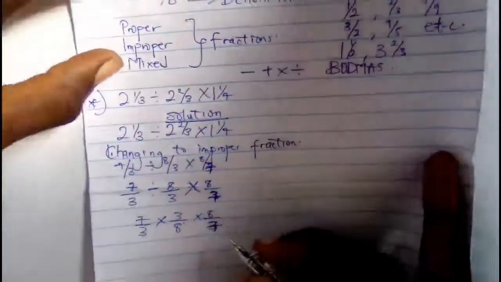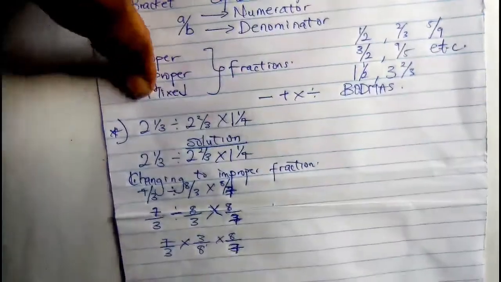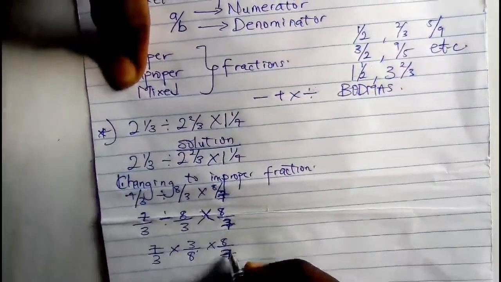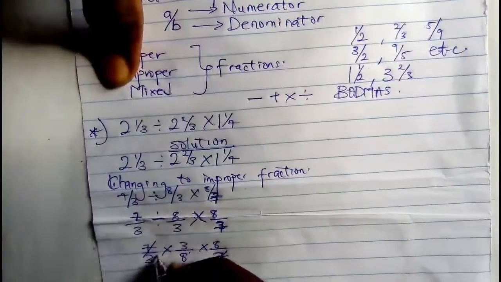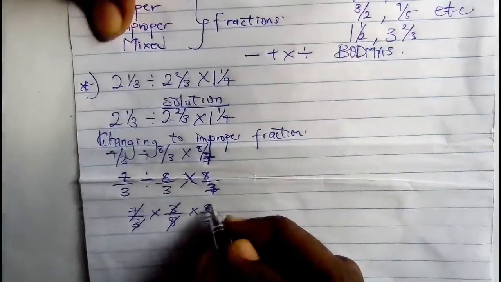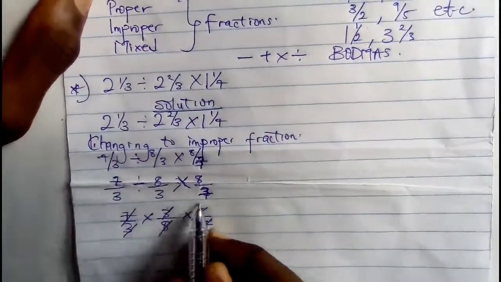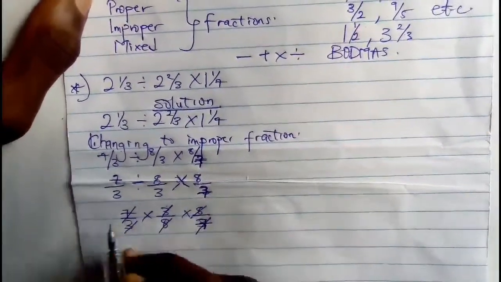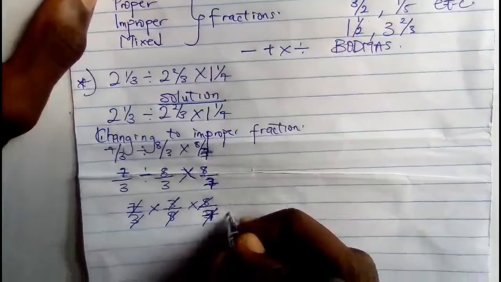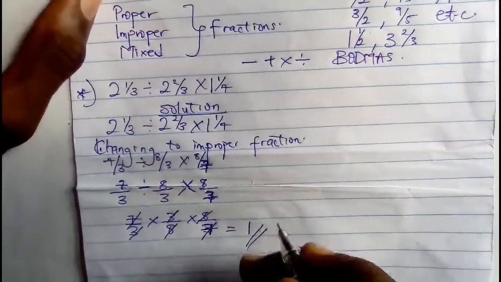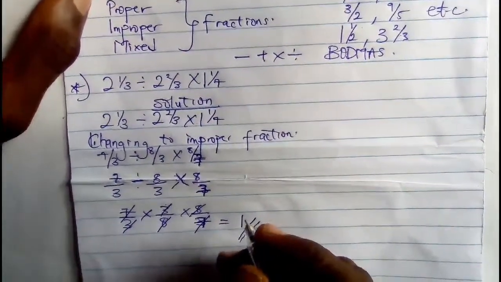That was a mistake. So 7 we cancel 7, 3 we cancel 3, 8 we cancel 8. Automatically here is 1, here is 1, here is 1, here is 1, here is 1, here is 1. If you multiply everything, it will give you 1. So our answer is equal to 1.